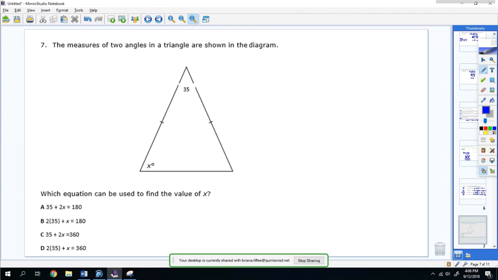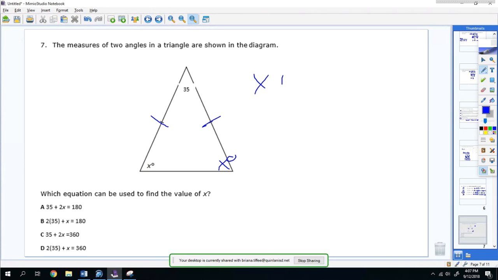Okay, number 7. The measure of two angles in a triangle is shown in the diagram. Which equation can be used to find the value of x? Well, these are telling me these are the same measurements, these are the same sides, so it means that this has to be the same angle.